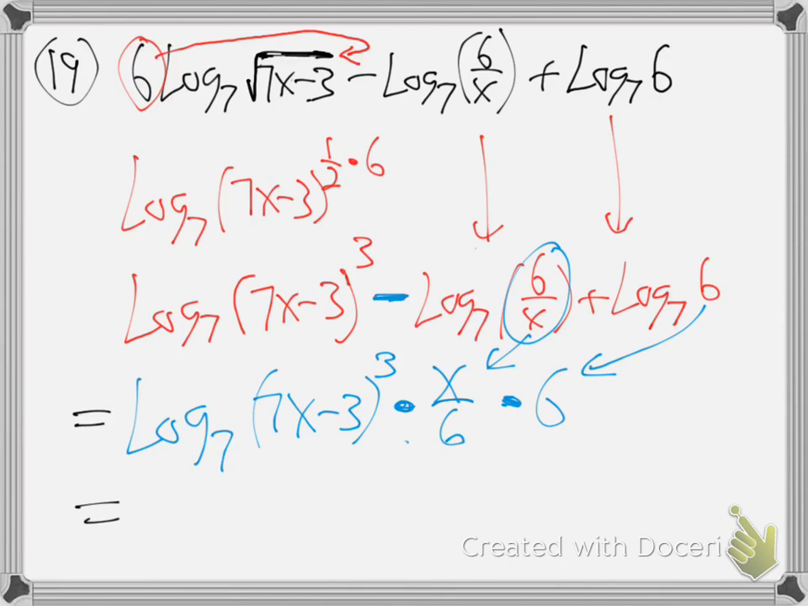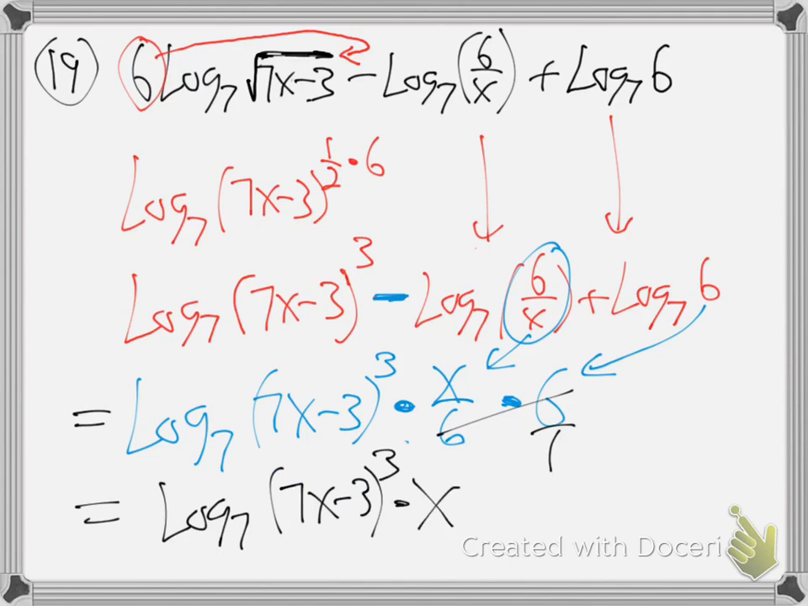So we have several different logs, going to make it one log. Adding and subtracting is an easy job for many logs. Multiplying and dividing is a harder job for one log. Subtraction goes with division, huh? Instead of dividing by a fraction, multiply by the upside down. That is dividing. And then the 6s, this is 6 over 1. These cancel. It stays up in the top and gets multiplied. Okay. 7x minus 3 to the third times x.